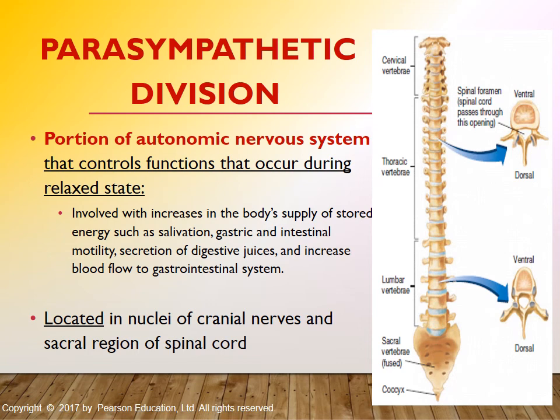And the parasympathetic division, I think most of you know about it, is a portion of the autonomic nervous system. It controls functions that occur during the relaxed state. It is involved with increasing the body's supplies of stored energy, such as salivation, gastric and intestinal motility, secretion of digestive juices, and increased blood flow to the gastrointestinal system. It is located in the nuclei of the cranial nerves and the sacral region of the spinal cord, so inside the spinal cord.